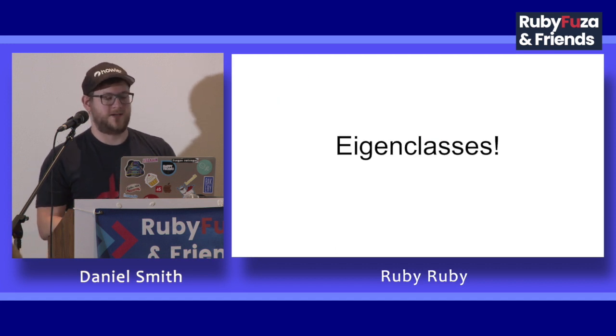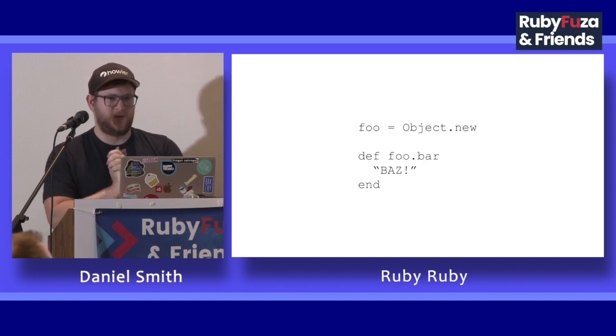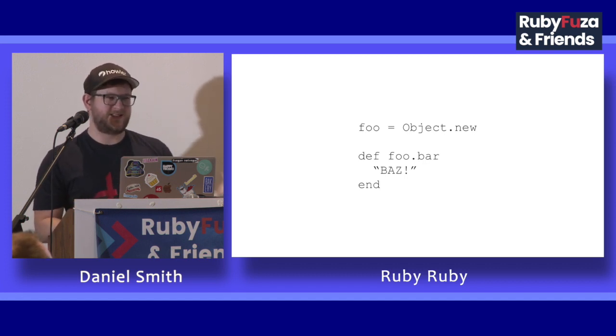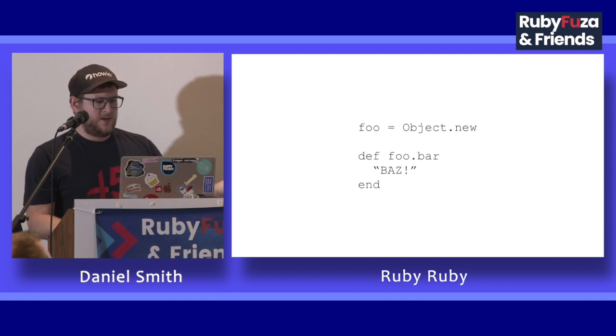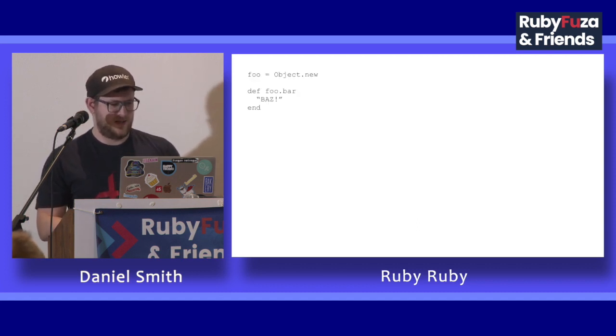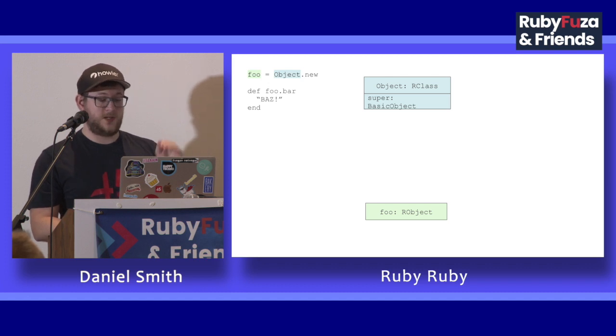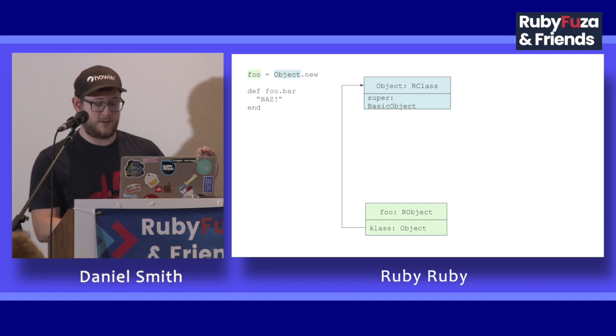All right, we're getting to eigenclasses. Okay, all right. So eigenclasses happen when you define a method on an instance of an object instead of a class, because you can do that in Ruby. So all right, let's see what this looks like. Okay, so we've got our object. It's a class. Its superclass is BasicObject, and now we've got foo. It's an object, and it's an instance of object.